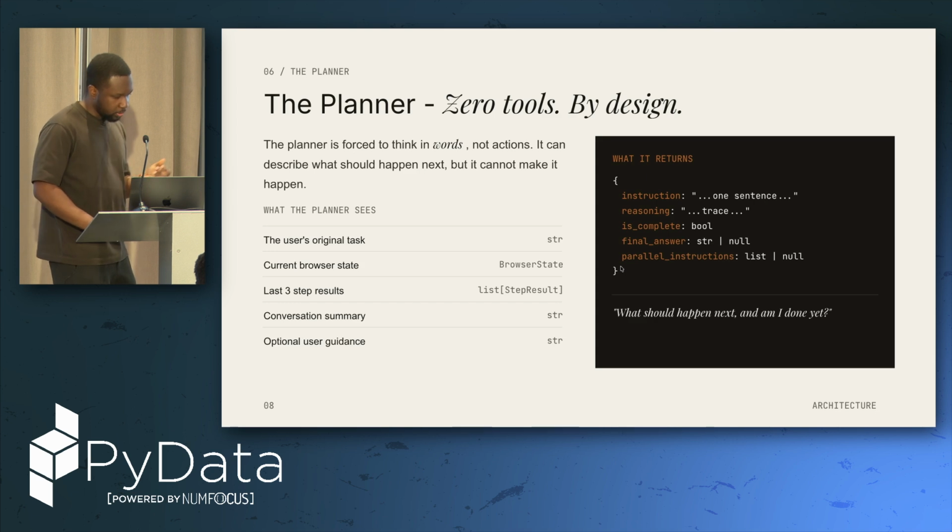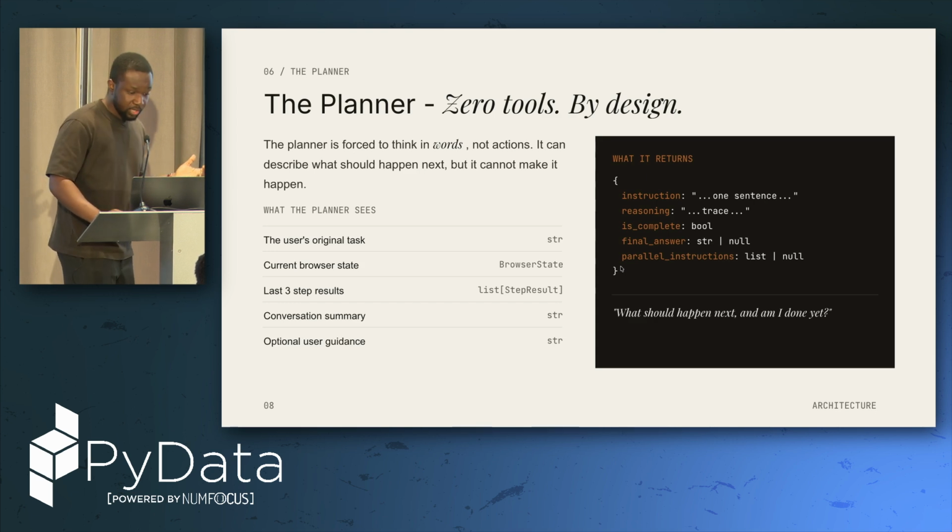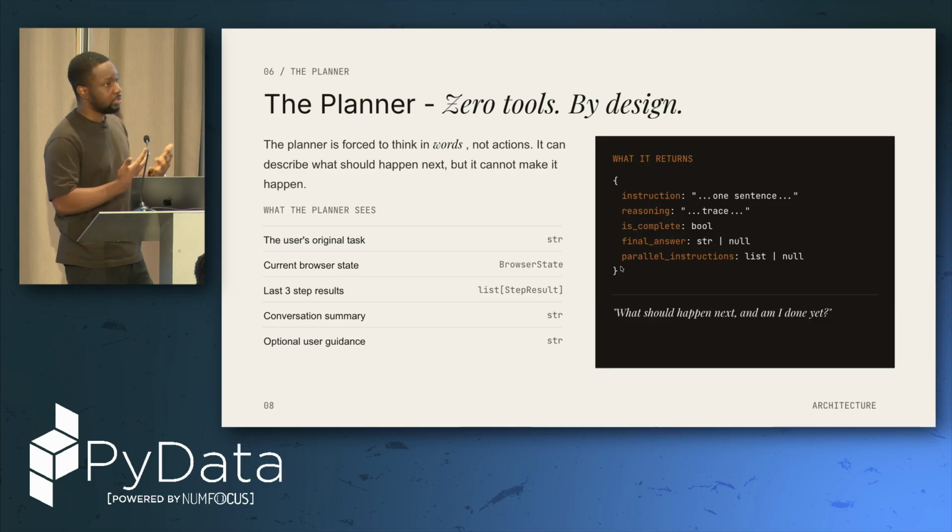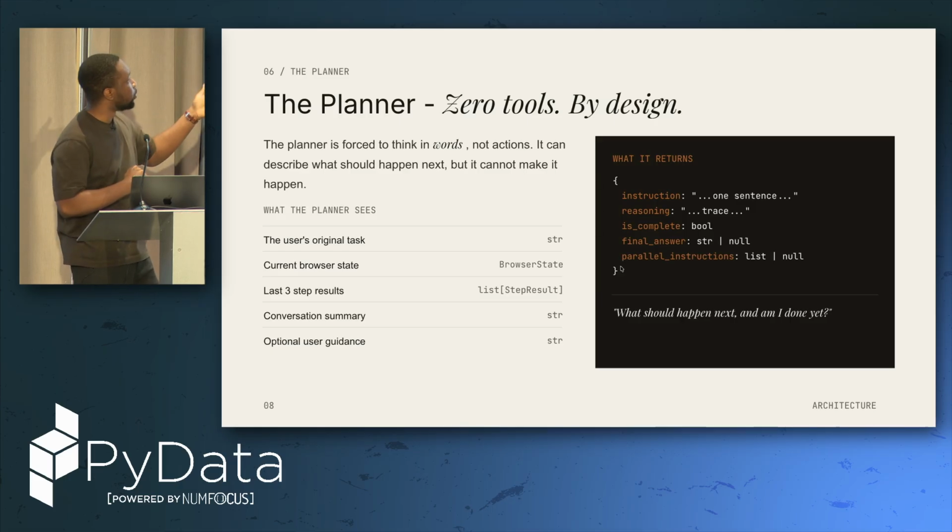Taking a closer look at the planner. The planner does not have access to tools, right? All it sees is the state of the world around it, and it sees what the user wants to do. The planner then goes on to decide what the next step is to take at this point.